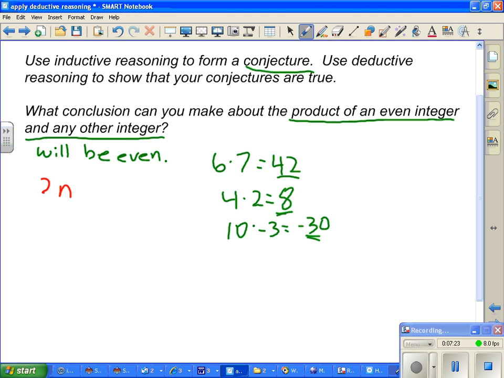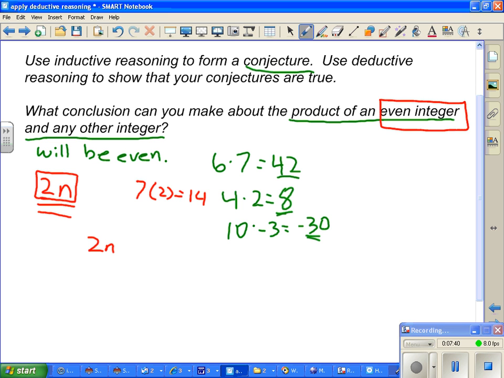If I multiply that number by 2, will that make this whole thing together even? So if I had 7, I multiplied it by 2, that gives me 14. I now have an even number here. So 2n represents an even number. Okay? So I need to take an even integer and multiply it by any other integer. Well, we'll call the other number m, and this is exactly how your book does it. These are the same letters your book's using in the example.